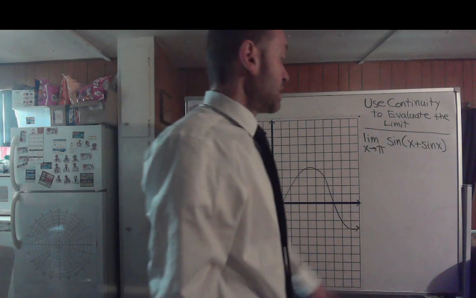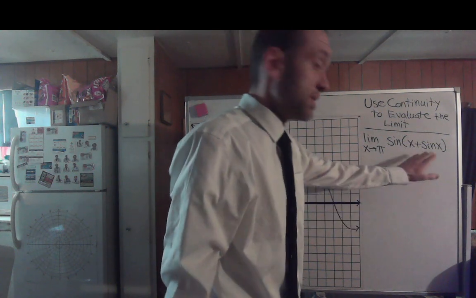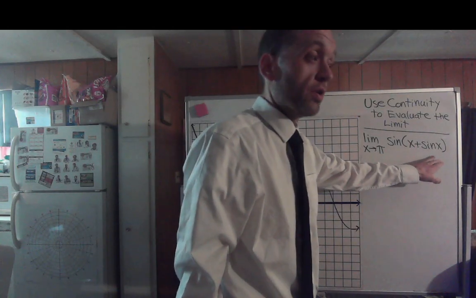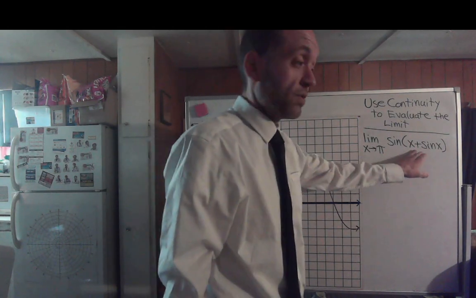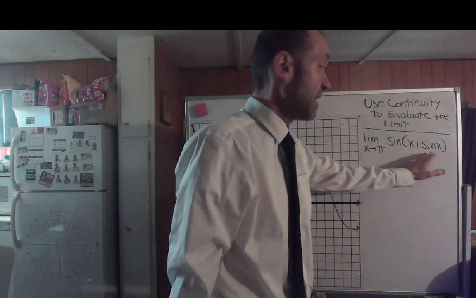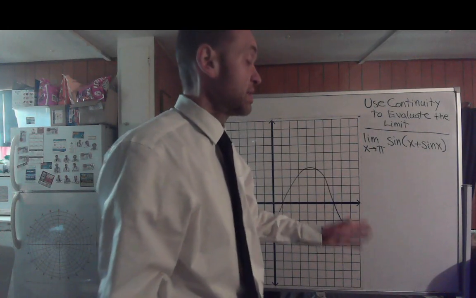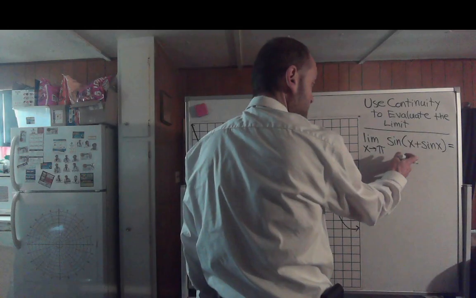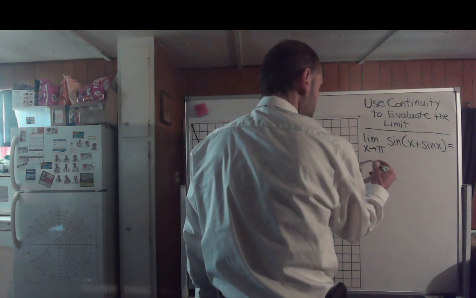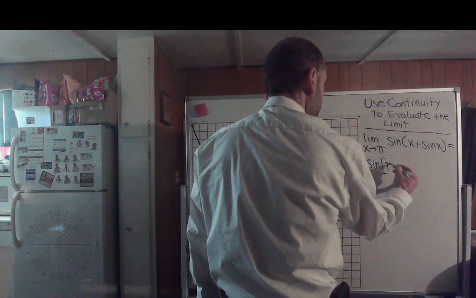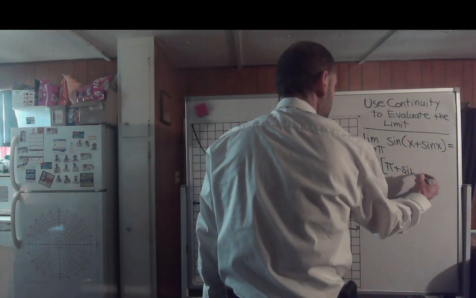Well, let's break this down here. Let's go inside the parentheses. Sine of x is actually defined for the set of all real numbers. x certainly is too. It's technically a polynomial function, so that means the sine of that quantity is going to be defined. We can use continuity to evaluate the limit, which means we can do direct substitution. So let's input pi in for x. You'll end up getting sine of pi plus the sine of pi.